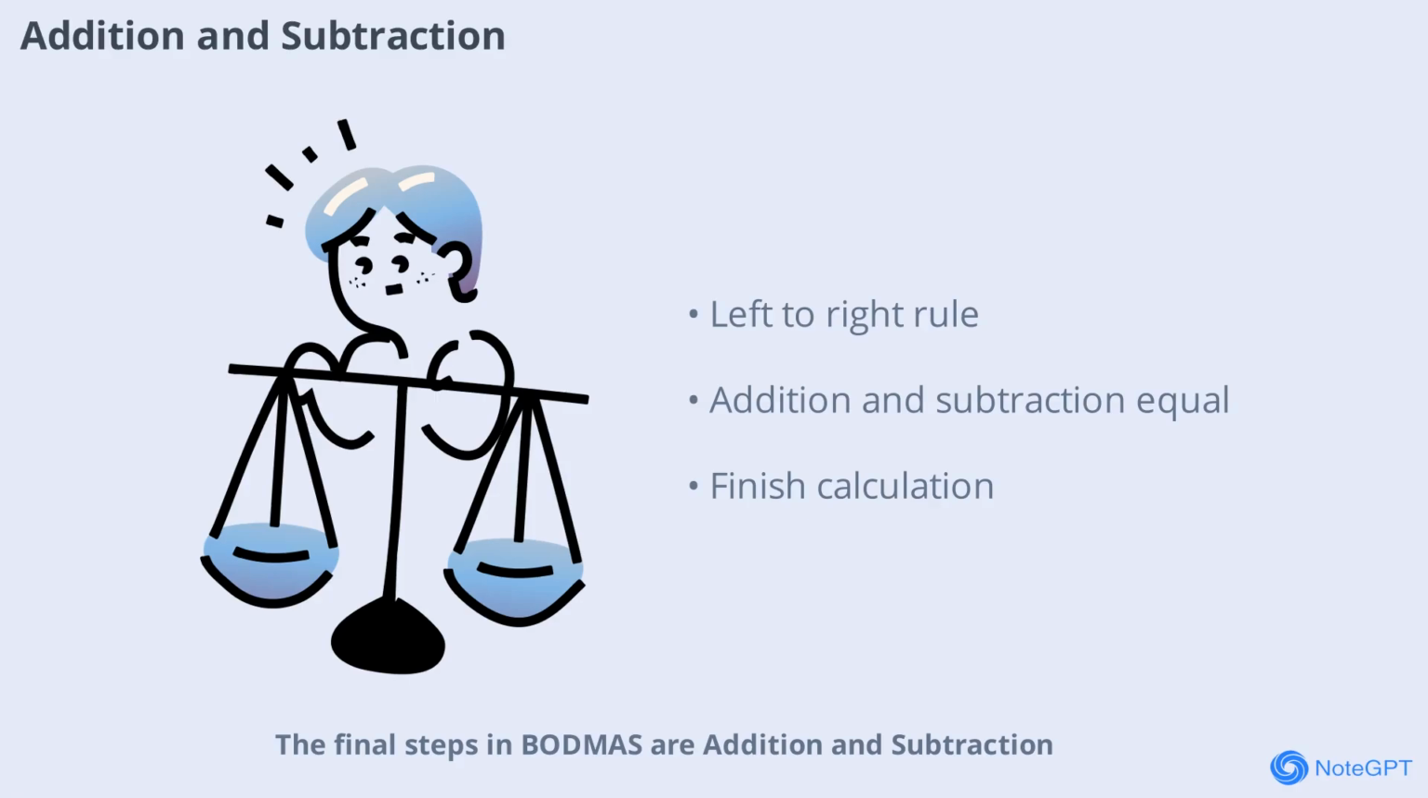Final steps in BODMAS are addition and subtraction. Like division and multiplication, these two are also on the same level. You solve them from left to right as they appear in the expression.